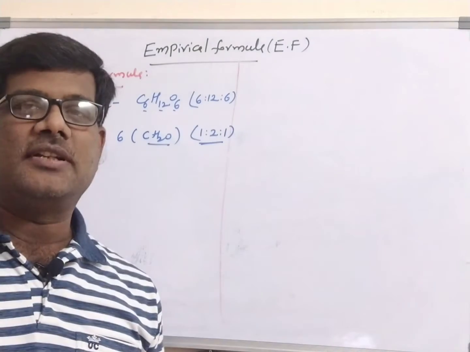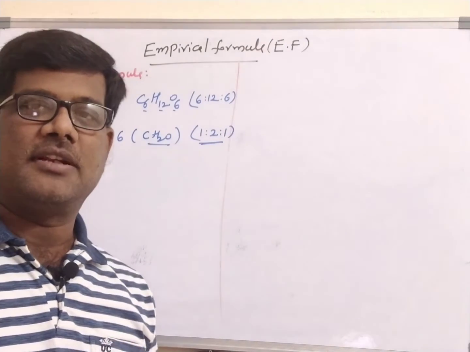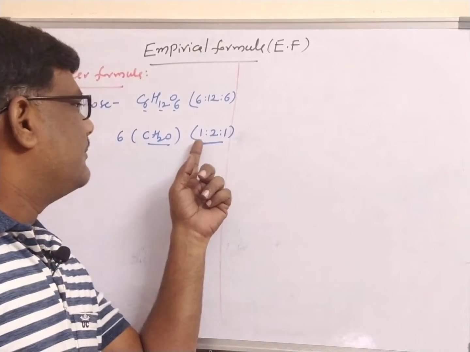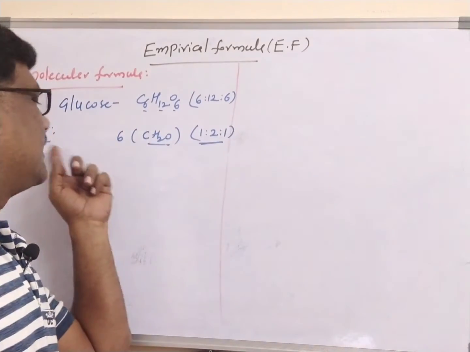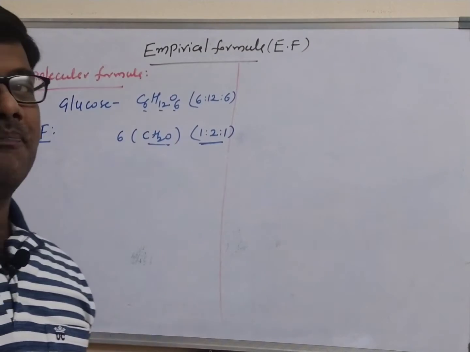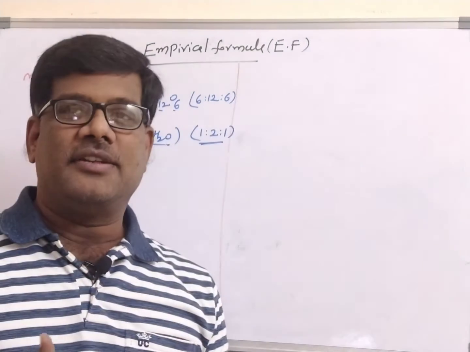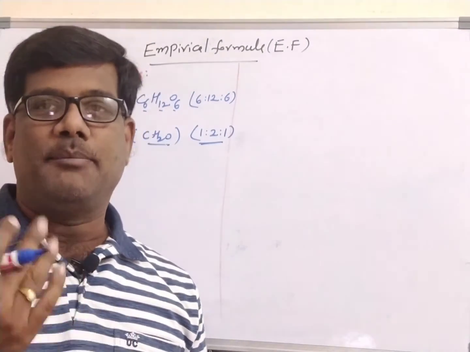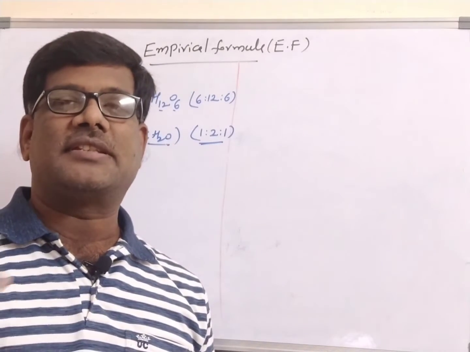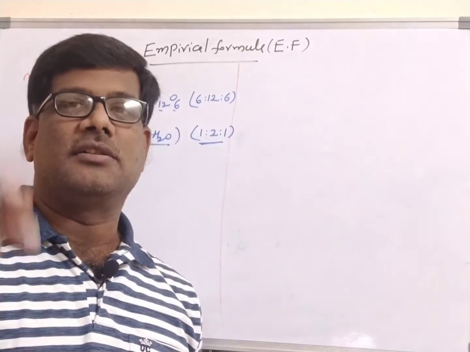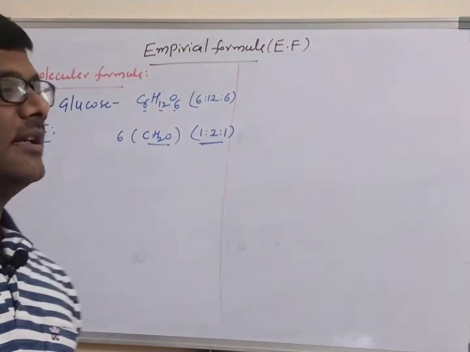Once again, what is the definition of the empirical formula? Empirical formula gives you the simplest ratio of atoms present in the molecular formula. So, molecular formula gives you the actual number of atoms, and empirical formula gives you the simplest ratio of the atoms present in the molecule.